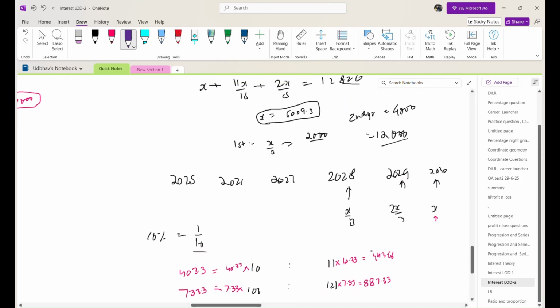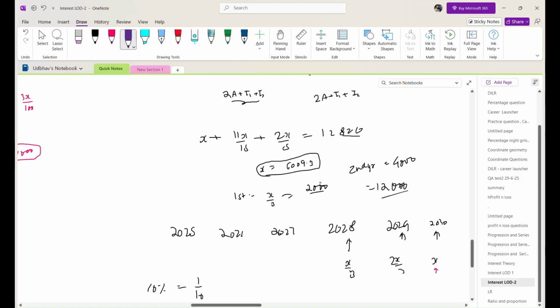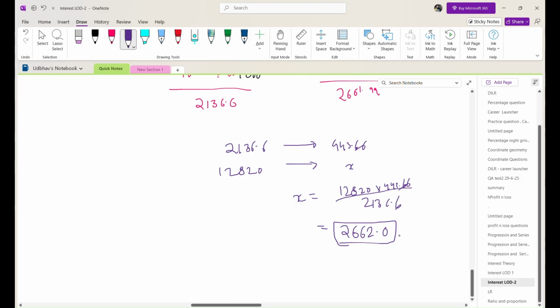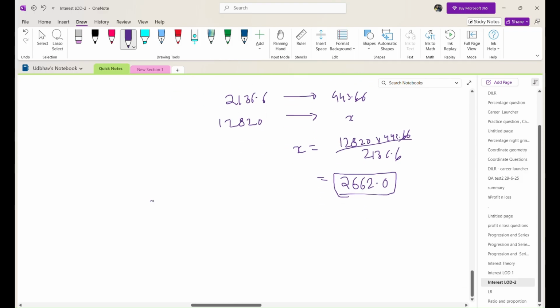It's coming to about 2662 rupees. But what was the first year installment here? It was only 2000 rupees. We were giving only 2000 rupees and we were repaying our debt. But here, for the third year, the installment is 2600. So here the third year is 2662. The second year was 2 by 3 of this. I'll just do 2 by 3 of this into 2. It comes out to be 1774, and the first year is, wait, no, this was the first year.